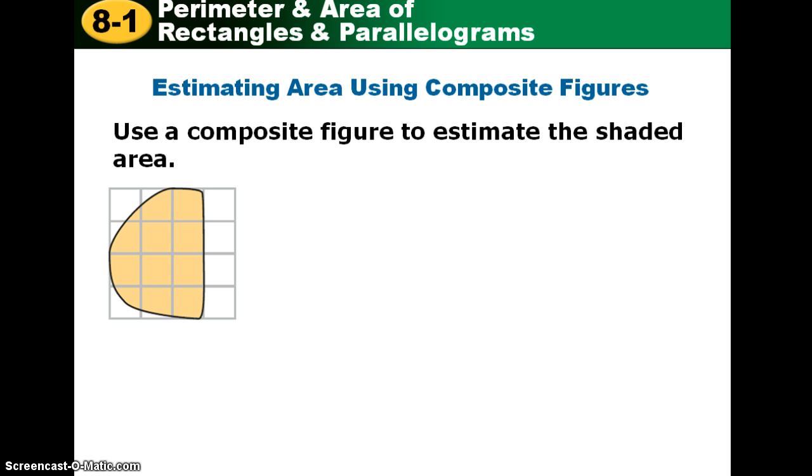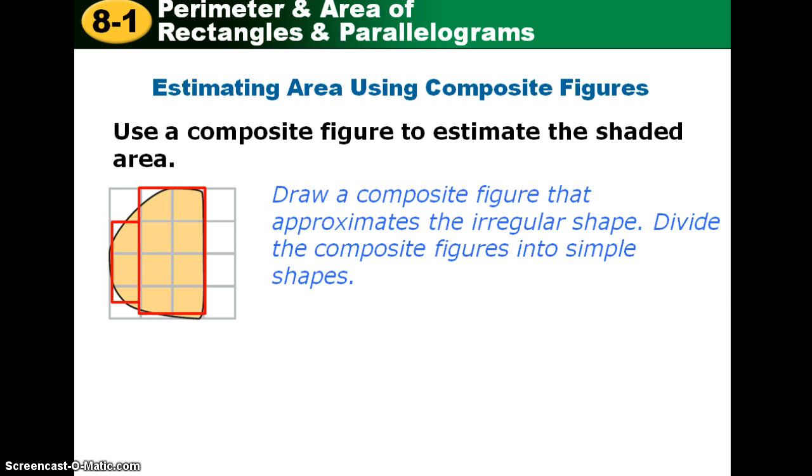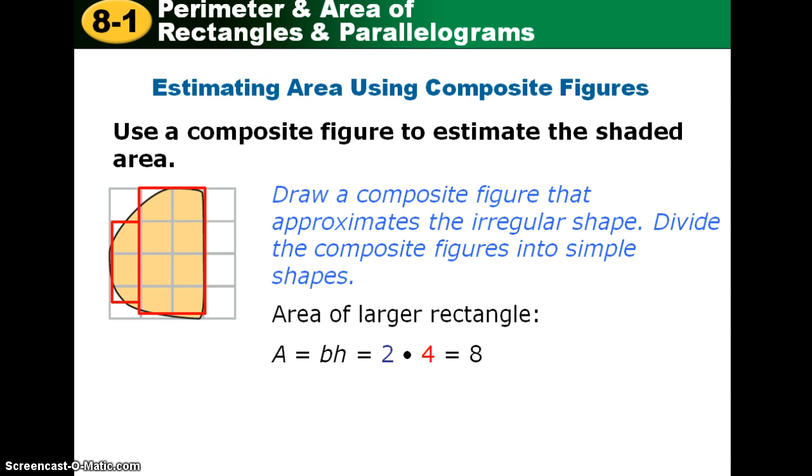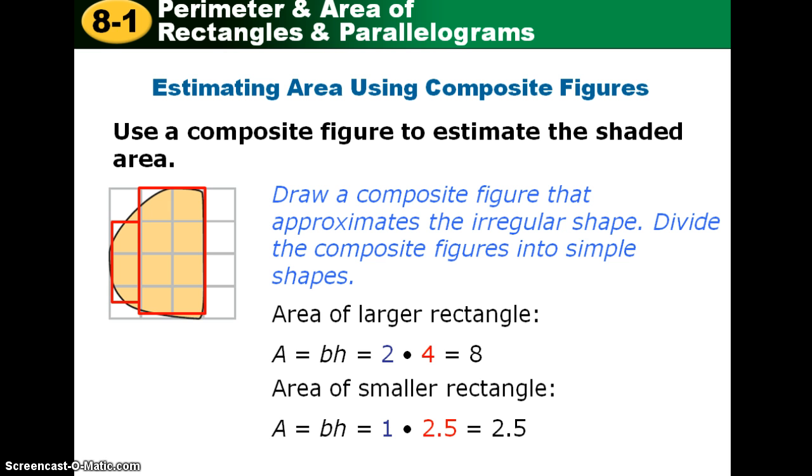Use a composite figure to estimate the shaded area. Try to divide that into shapes that we can work with. We can work with two rectangles, a larger and a smaller, and they're almost completely filled in. The area of the larger rectangle is 2 by 4, which is 8. The area of the smaller rectangle is 1 by 2.5, which would be 2.5. Add that together, we have approximately 10.5 square units of shaded area.